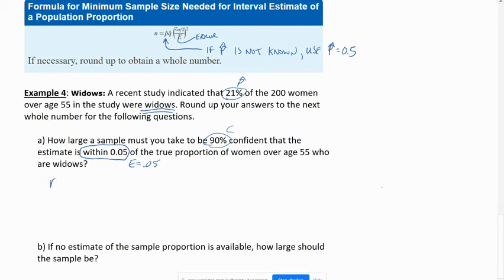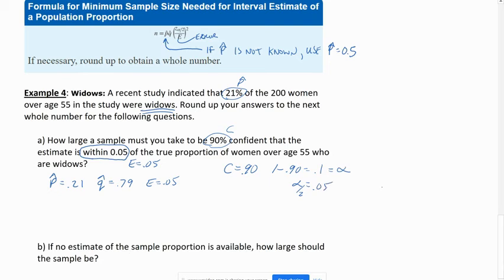We identified that p hat is 0.21, which means q hat would be 0.79. And we said E is 0.05. And what we need is z sub alpha over 2. So since C is equal to 0.90, then 1 minus 0.90 is 0.1. So that's alpha. And so alpha over 2 would be 0.05.